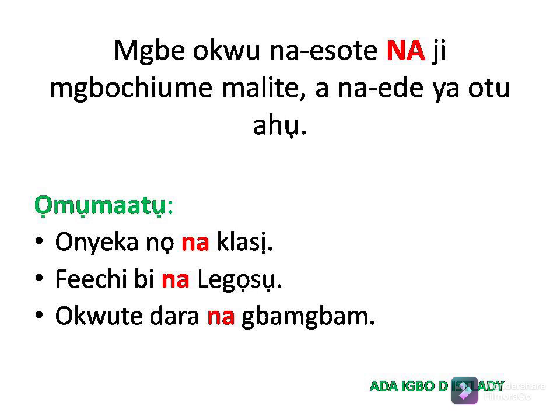For instance, we have Onyeka nọ na class. Fechi bi na Lagos. Okwute dara na gbamgbam. These examples are when the words after na begins with consonants.